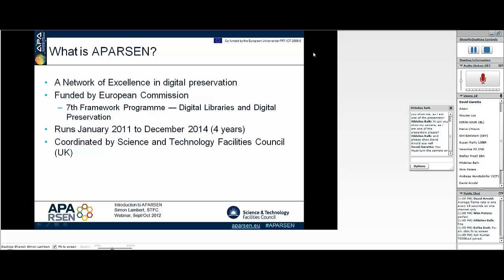Now, a network of excellence, as many of you will know, is all about bringing together a critical mass of expertise in a particular area to coordinate the efforts and to defragment the work that's going on. And so that's what APARSEN is aiming to do for digital preservation.